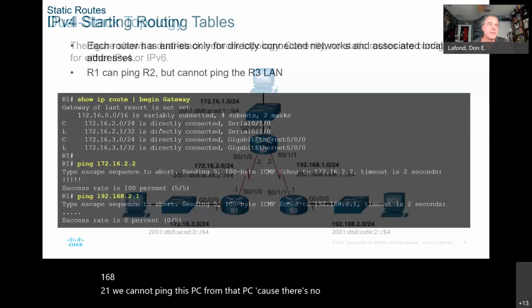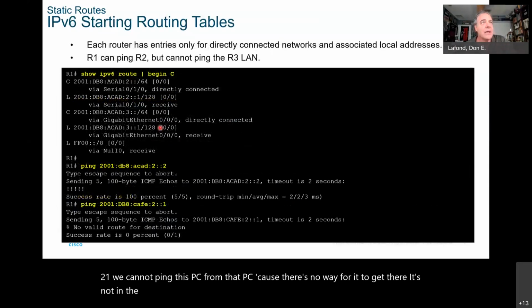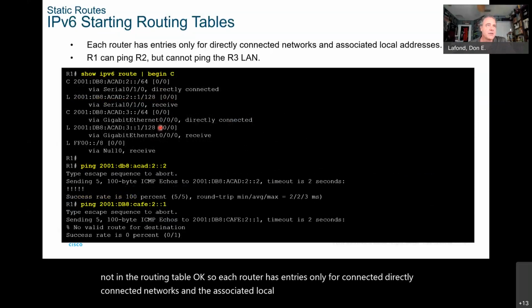It's not in the routing table. Okay, so each router has entries only for directly connected networks and the associated local addresses. R1 can ping R2, but cannot ping R3 LAN.